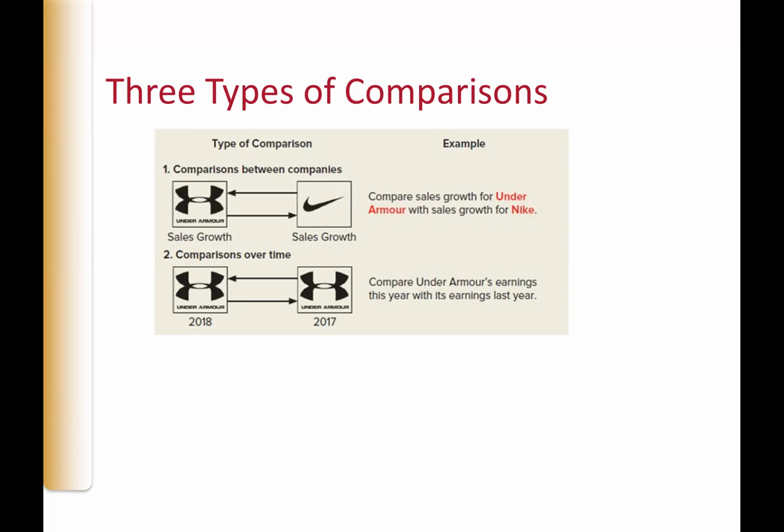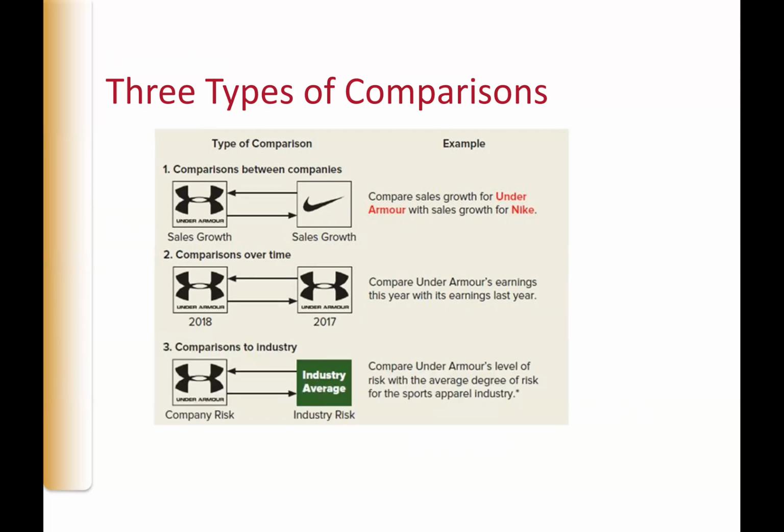Or we can take one company and compare the sales with its sales in previous years. So one is among different companies, one is the same company over a period of years. Or we can compare Under Armour to the industry average. So all of those companies that are in the same line of work, Nike, guys, what are some others? Adidas. You can compare with an industry average.